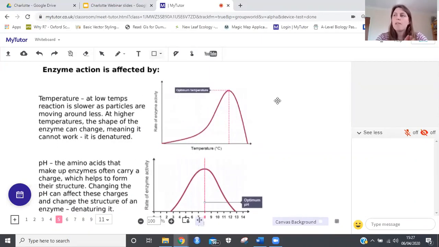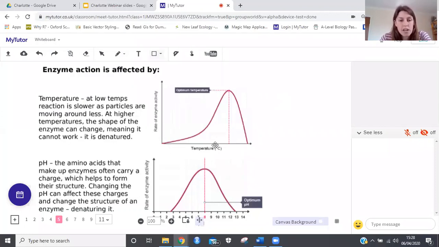So we talked about how the small intestine is adapted for digestion, so it can do the best job it possibly can. But what can we do to give the best conditions possible for enzymes? Make them work as efficiently and as fast as we possibly can. Well, there are 2 factors that you need to know about. The first is temperature, and the second is pH.